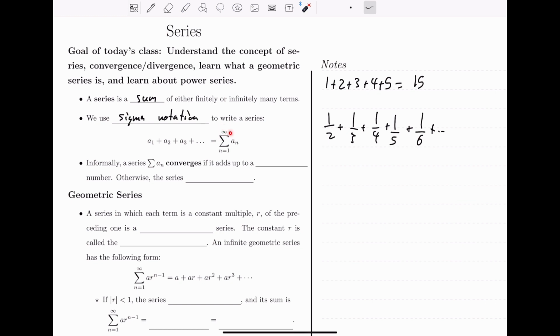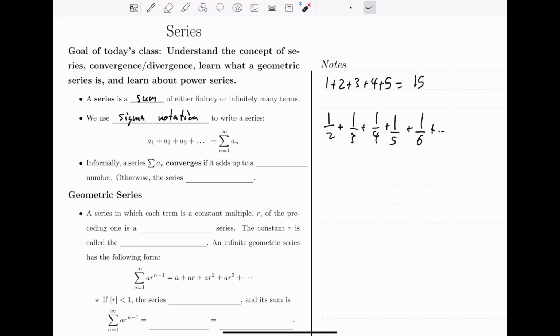And it's understood in sigma notation that the subscript will always index up by 1. So n starts at 1 and then goes up to 2 next, then 3. It's always understood that this index increments up by 1. So this is shorthand notation for this infinite series.